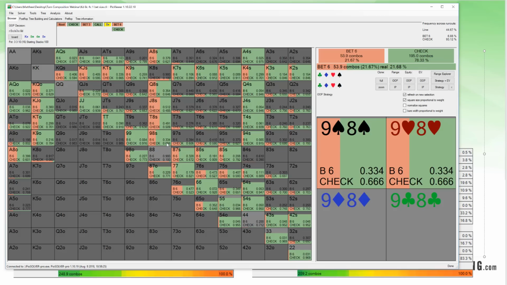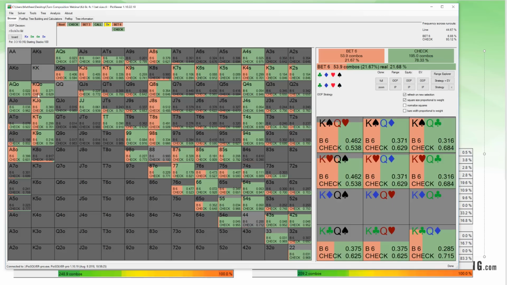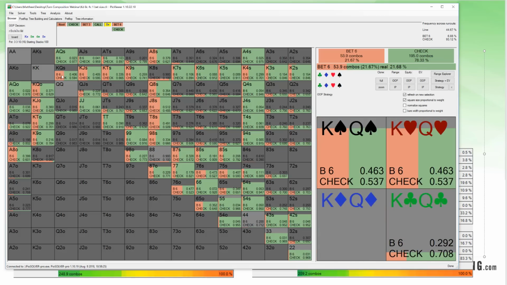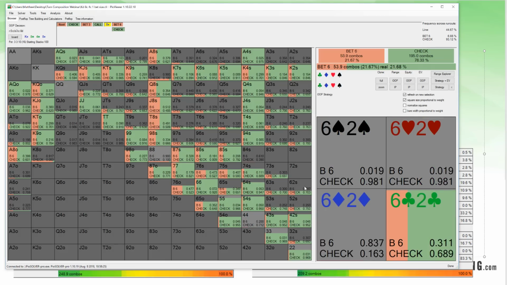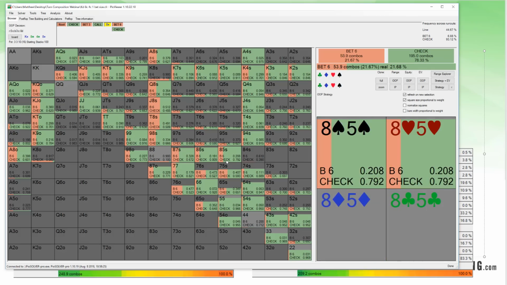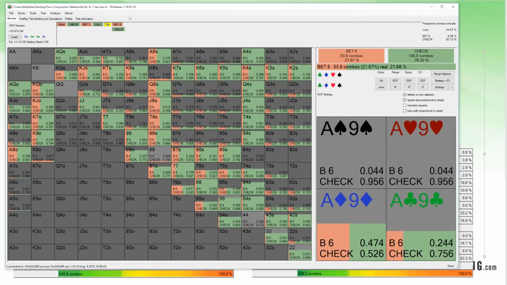And also he can start betting some of his stronger kings for value because he's protected. He can start leading a lot of these stronger top pairs because he's protected with a lot of 8x in his range. And then he'll start leading some of his flush draws. He's leading some of these weaker flush draws now that can't check-call. So that's the general strategy here.